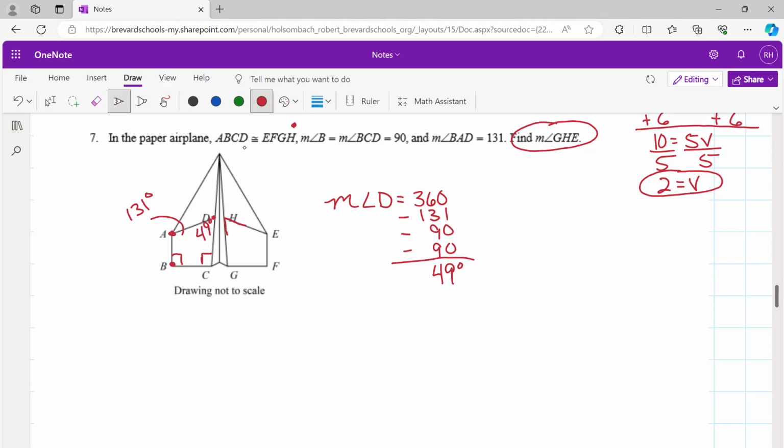And we said that D and H are congruent because they both hold the same position in the congruent statement. So if angle D is 49 degrees, then angle H is also 49 degrees. So your measure of angle GHE is equal to 49 degrees.